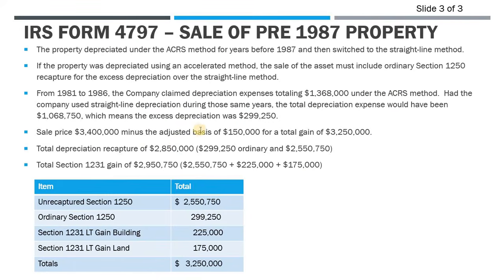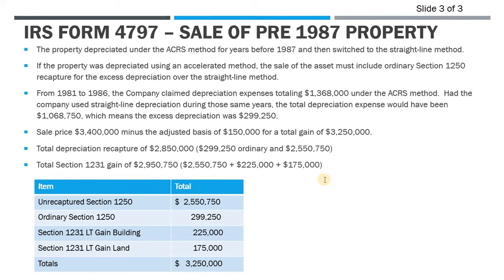Okay, so here are the numbers again. So we've got the sale price was $3.4 million. Their adjusted basis was $150,000. So the total gain that we're working with, the economic gain here, is $3.25 million. And then when we break out the $3.25 million into its various components, we've got Section 1231 long-term gain on the land, right? That's the $175,000. We've got the ordinary Section 1250 recapture piece, $299,250. Unrecaptured Section 1250 gain, $2.5 million, and then the Section 1231 long-term piece on the building is at $225,000.